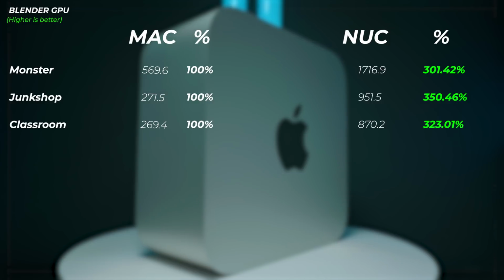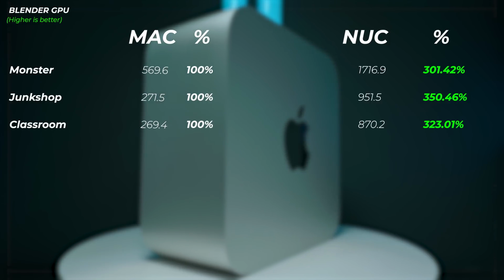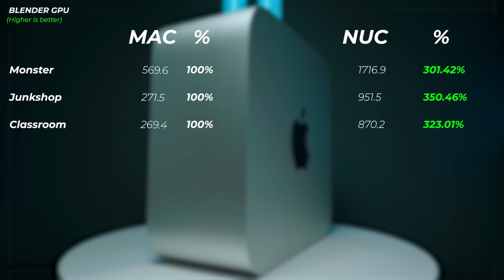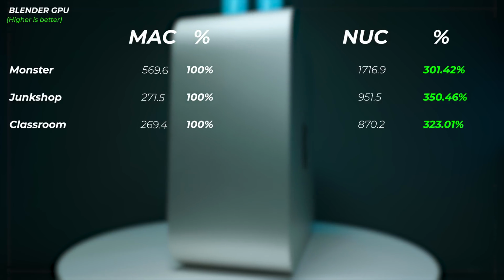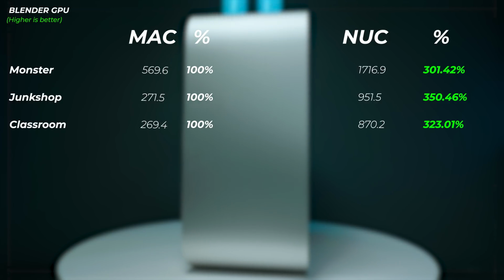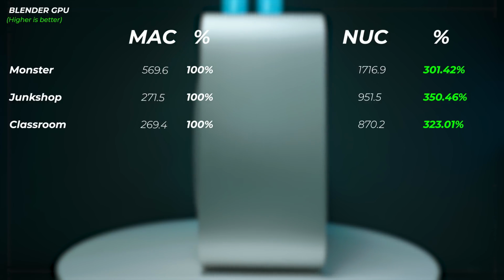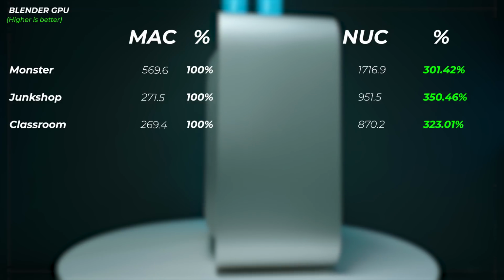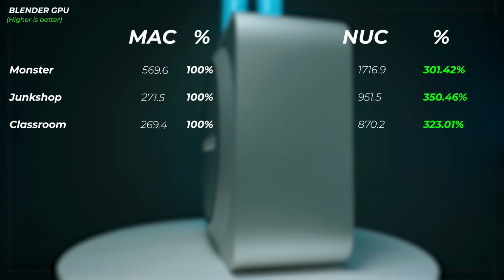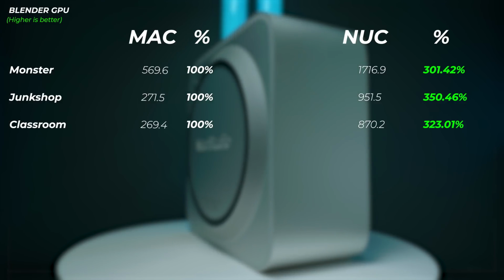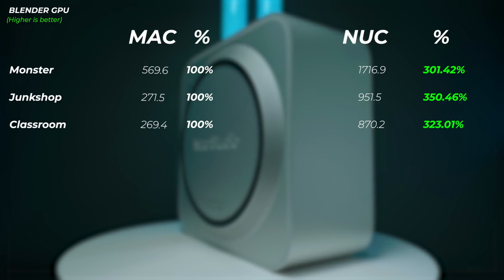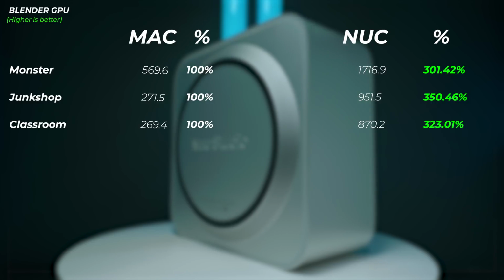In monster scene, the RTX 3070 is 200% better, 3 times as good as the Mac, and junk shop scene is 3.5 times as good as the Mac Studio, and the NUC is 3.2 times better in classroom scene than the Mac. So basically, when doing 3D rendering in Blender or something like that, then obviously the Mac Studio isn't the best option for you.